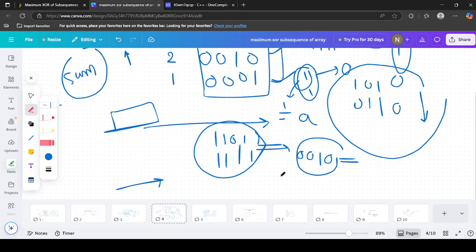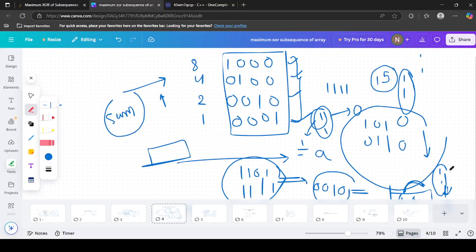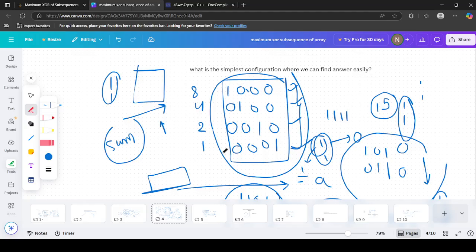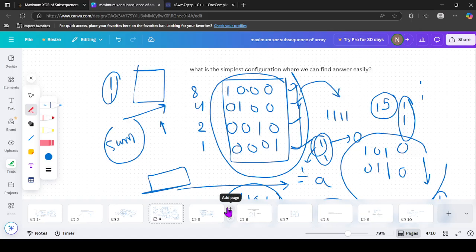So from this we got that the main difficulty here is not selecting the whole array, but selecting only a few elements, because when selecting more numbers with the highest bit as 1, the XOR will become 0, which is simply useless. So now the main thing is to find the simplest configuration where we can find the answer very easily. When no two numbers have bitwise AND as 1, we can select all the numbers in the given array. This is the simplest case we can think of, and the answer will be simply XOR of all elements in the given array. But obviously this is not the case.